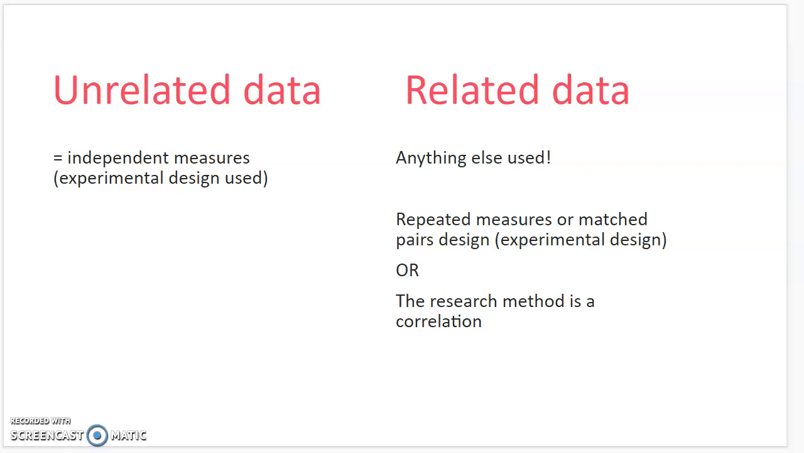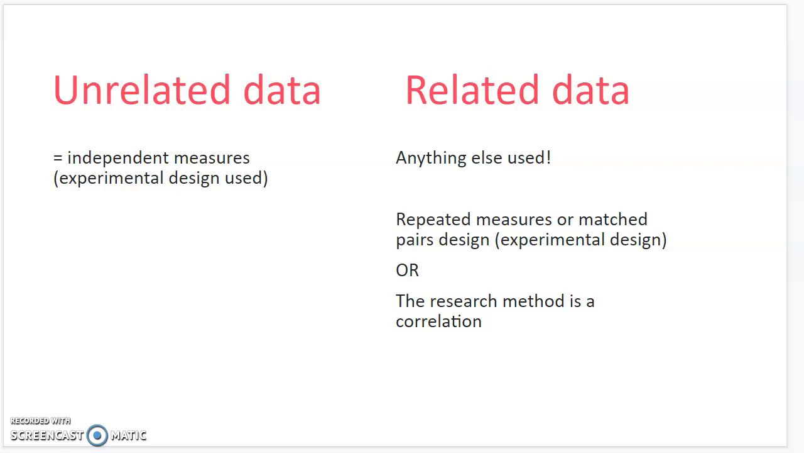Related data refers to basically anything else used. So if you're looking at an experiment, they've used a repeated measures design or a matched pairs design. Remember, in matched pairs, they have been matched, so you can treat them in terms of data analysis as though they are the same participant. Do watch out for that in scenarios in terms of have they been matched or not. Because they do sometimes like to throw that somewhere in the middle that students tend to skim, or somewhere right at the end.